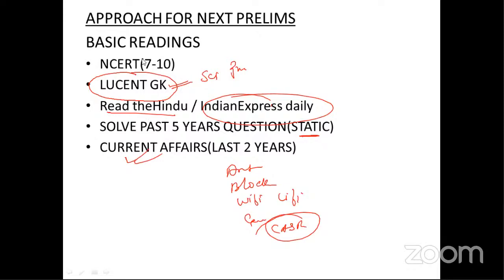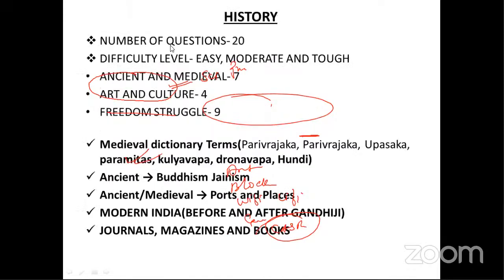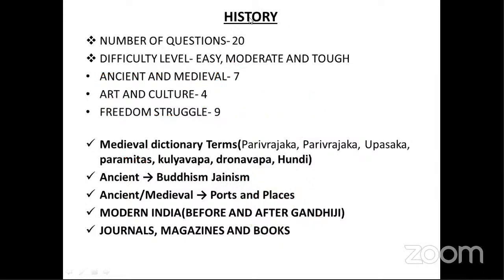Okay, the second important thing is history, another important area where the number of questions was 20, and the difficulty level was easy, moderate, and tough. If you are reading NCERT and 1 or 2 standard books, then you can easily solve the questions. There were 7 questions from ancient and medieval history, art and culture had 4 questions, and the freedom struggle had 9 questions. So the total number of questions was 20.